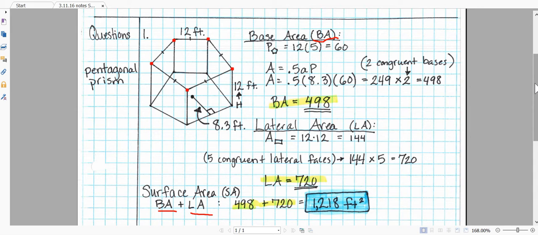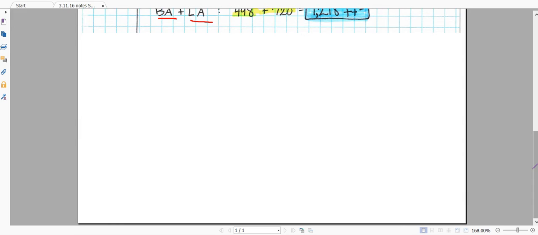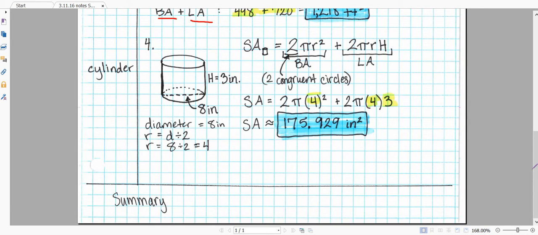There's one more example down here to take a look at. This one, if you have the worksheet from in class, it was problem number 4. If not, that's fine. Here we are just looking at a cylinder. It has a base that's labeled with 8 inches going all the way across the bottom, and it goes through the center, so that's our diameter.